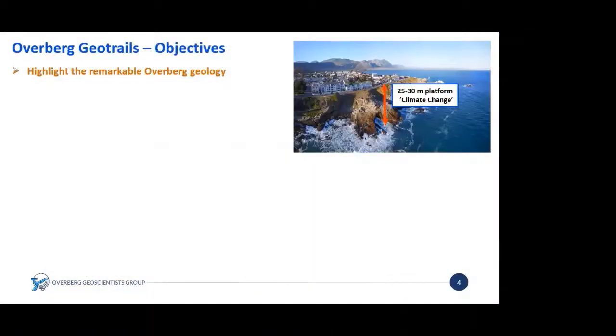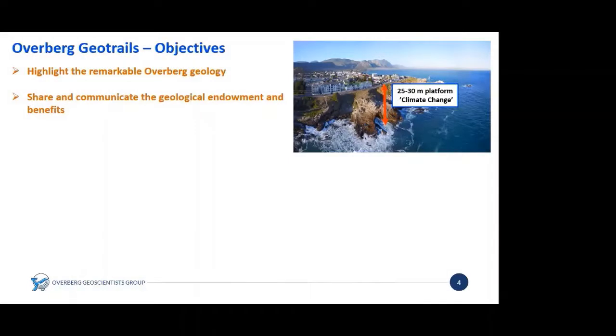In terms of our objectives, the first objective is just to highlight the remarkable Overberg geology. If you look at the picture on the side, we have climate change on our doorstep. We look there at Hermanus, which is sitting on a 30-meter platform or old beach, probably formed just less than 4 million years ago. It's on our doorstep, and we need to take note of these examples. If people get worried about climate change, well, the fact is it's going to happen. We live on an old platform, which is very much part of older climate change.